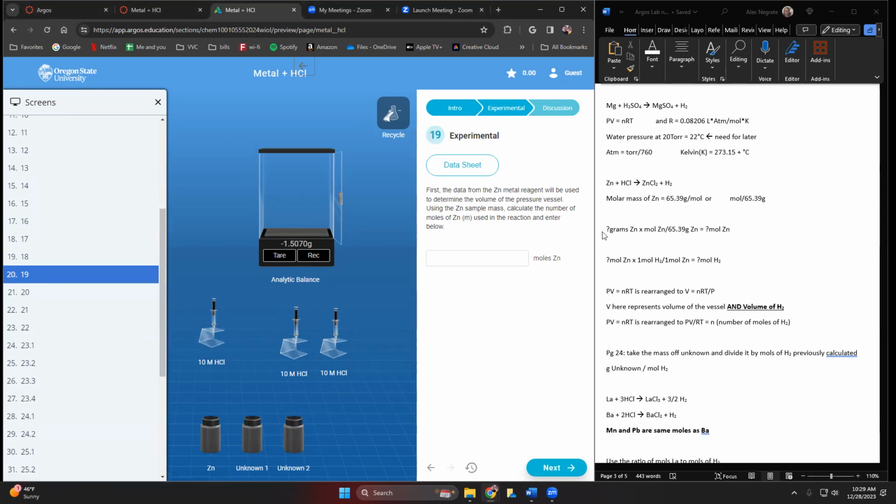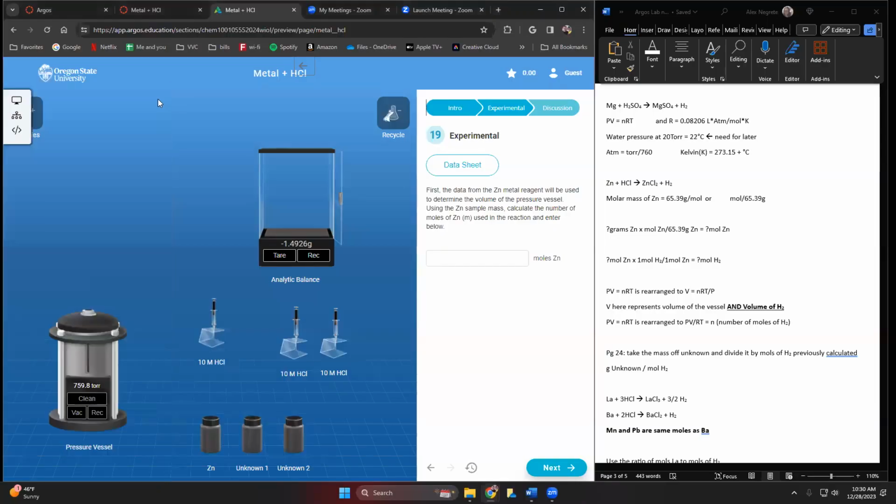So I do have a kind of a cheat sheet over here that you guys can refer to. Write these notes down, save them for later. We need to calculate the moles of zinc. So in the lecture in the unit, we talked about converting moles to grams, grams to moles. So also have a periodic table available, but I have provided you here the molar mass of zinc. It's 65.39 grams per mole, or we could write it as moles per gram.